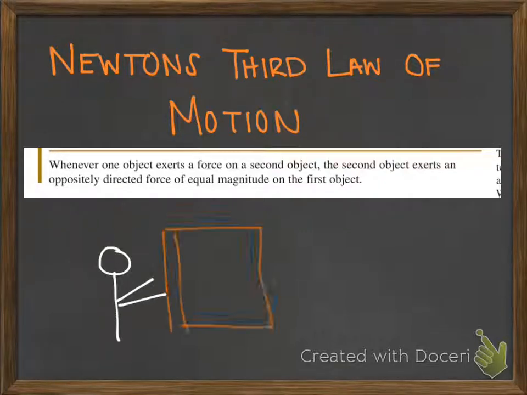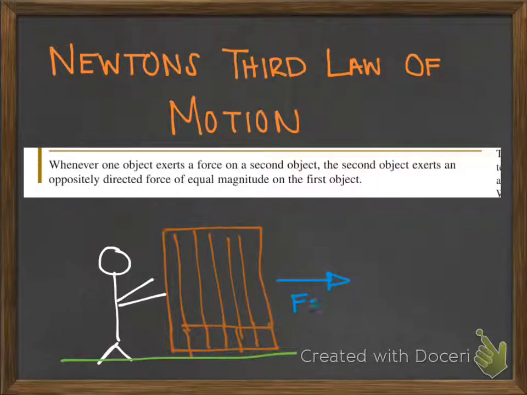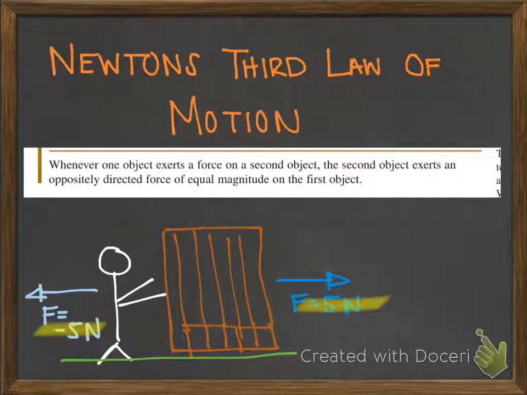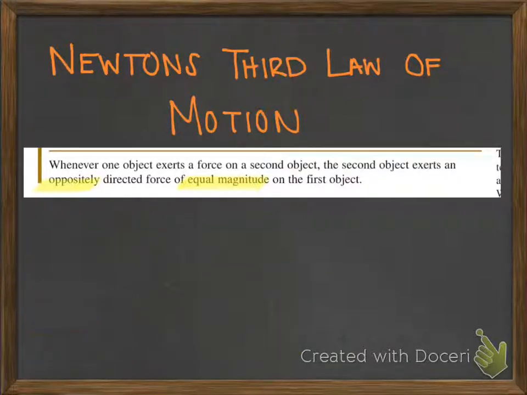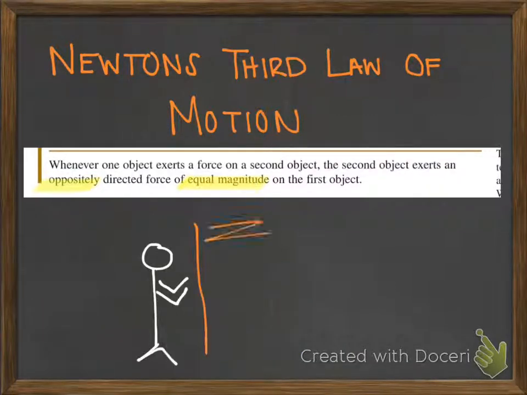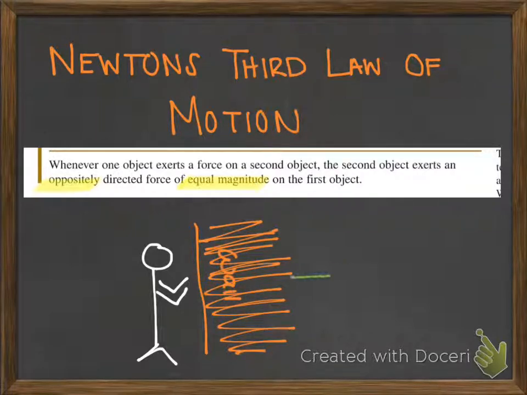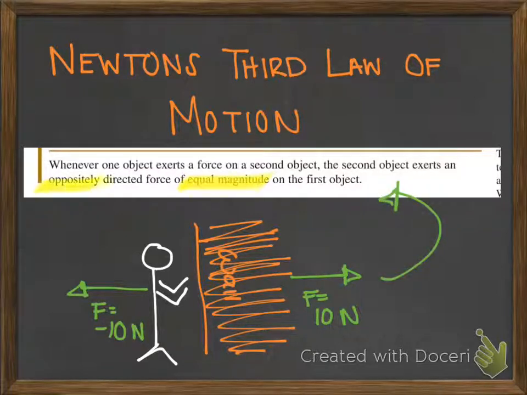So if we have a person moving a crate to the right with 5 newtons, that crate is also pushing the person to the left with 5 newtons or -5, showing this opposite but equal magnitude. But we can also have these situations when something isn't necessarily moving. So a person pushing on a wall with a force of 10 newtons to the right, that wall is also pushing the person with a negative force of 10 newtons.